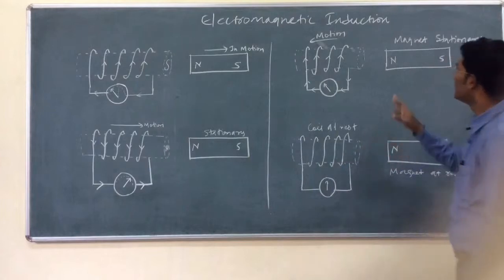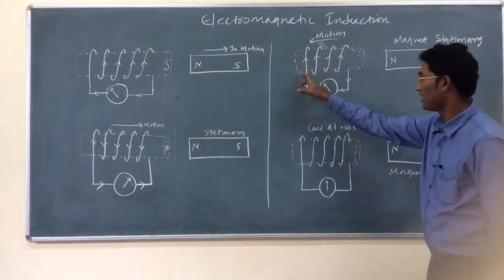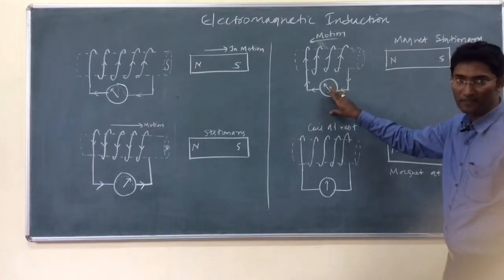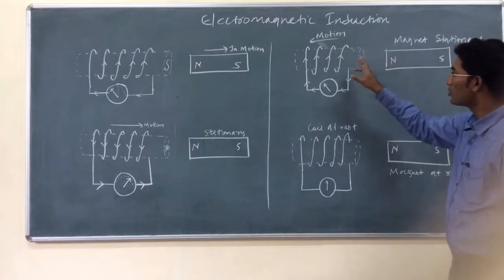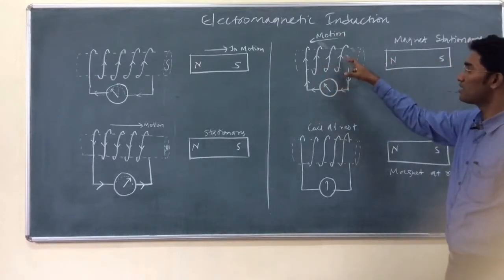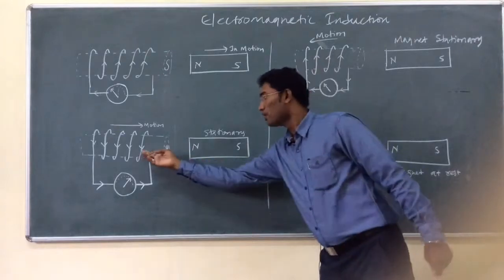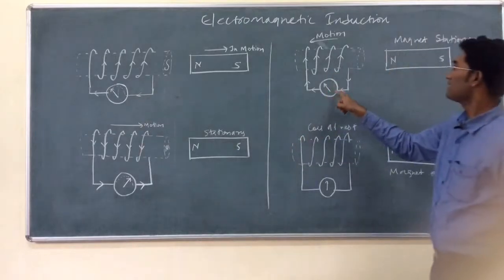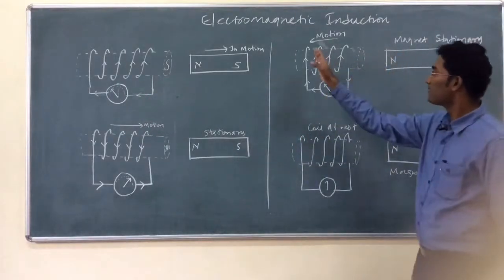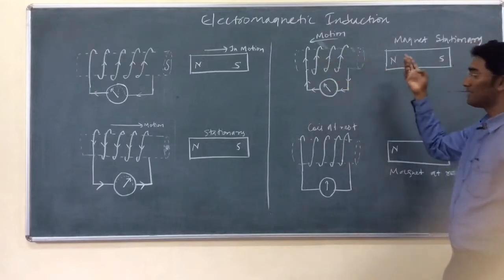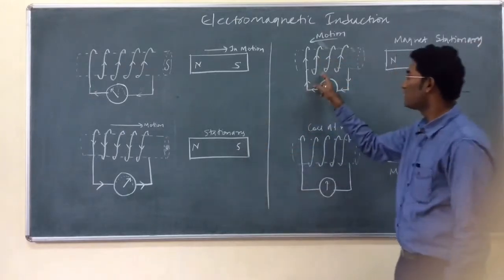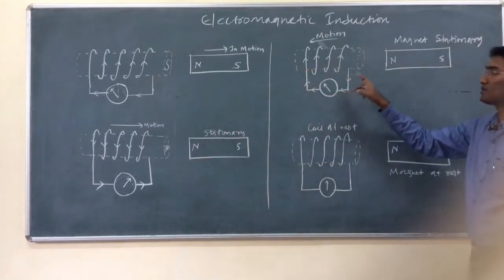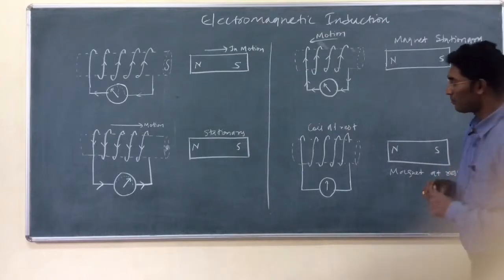Here we can see the coil is moved away. When the coil is moved away and the magnet is held stationary, we also see deflection in the current, and here the direction of motion is opposite, so the direction of current also changes. Here the coil is moving towards the magnet, so the current flows this side. Here the coil is moving away from the magnet, so the current flows this side. The direction of current is exactly opposite in these two situations because the direction of motion is exactly opposite.